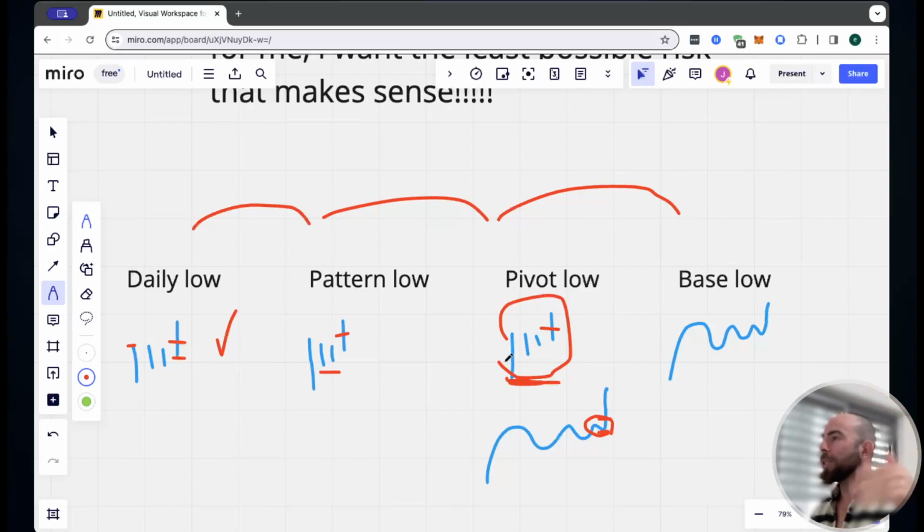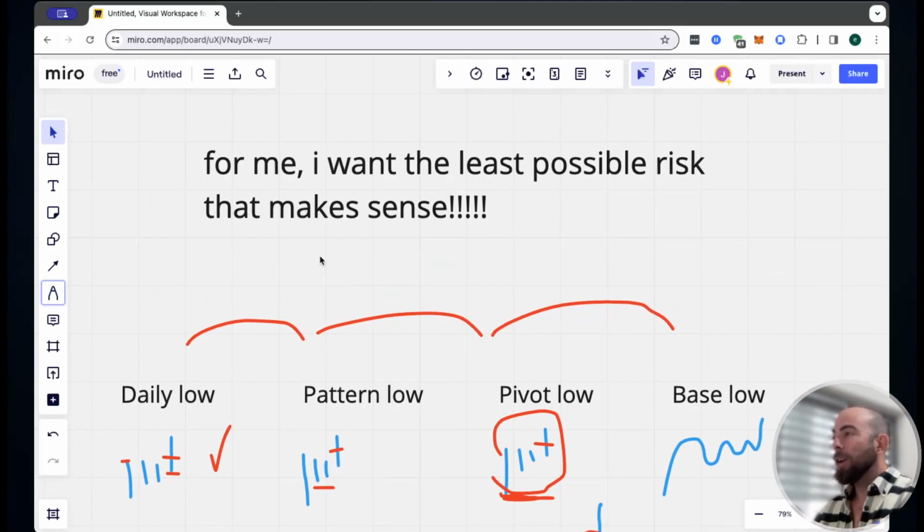And remember the purpose. The purpose of a stop loss is to get you stopped out of a trade that is about to fail or that needs more time. So choose from either of these. However, with the understanding that for me, I want to choose the least possible risk that makes sense with the purpose. So base lows, many times, big risk, 15%, 20%, too big of a risk, I won't use it. Pivot lows, I will try to use the pivot low if it's between 5 and 10%.